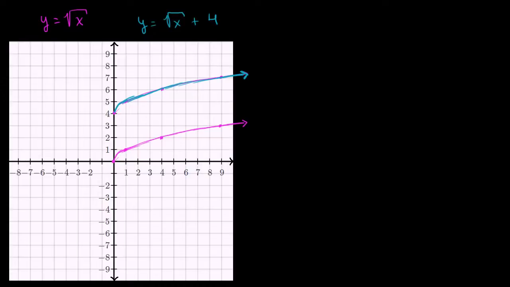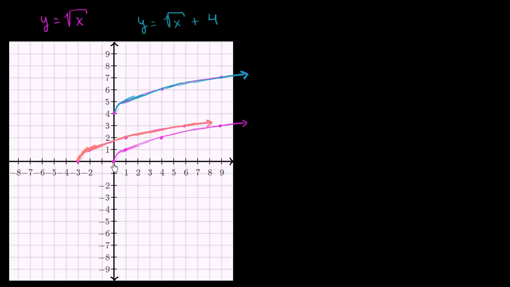Let's say we wanted to do something like this. Let's say we wanted to shift it to the left by 3, like that. So how would we define the function then? And I'll do this in this orange color. In this orange color, we want to shift by 3. So you're shifting to the left by 3.